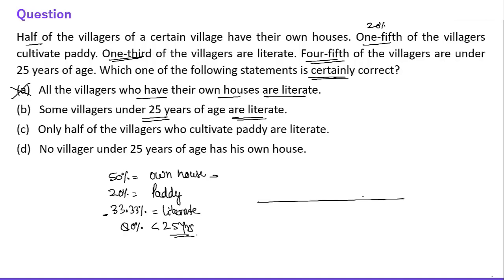See everyone, let's say this is 100%. So 80% is this, right? So 80% are below 25 years of age, right? And 33.33% are literate, right? So this is literate. Fine, so obviously some villagers, it means like this portion. So they are saying some villagers under 25 years of age are literate. Yes, this is the correct choice. All right, everyone, fine. Now let's move to the other question.